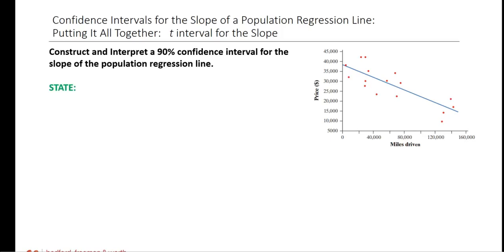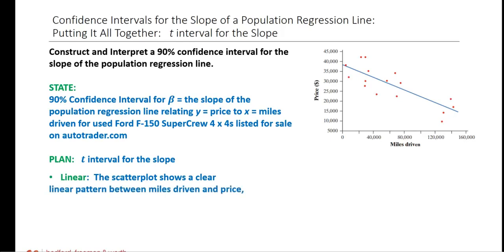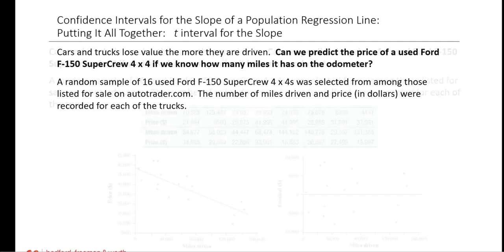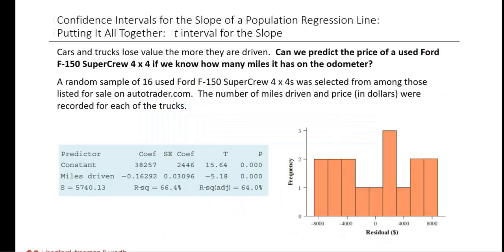So looking at that, state: you want a 90% confidence interval for beta, the slope of the population regression line relating y, the price listed for sale on autotrader.com. So a t-interval for slope is what we're doing. What are the different conditions? Linear: the scatter plot looks linear, but you also want to look at the residuals. The residual plot shows no leftover curved pattern. If you look at the residual plot right here on the right, it's pretty scattered. There's no curved pattern there, so that's good.